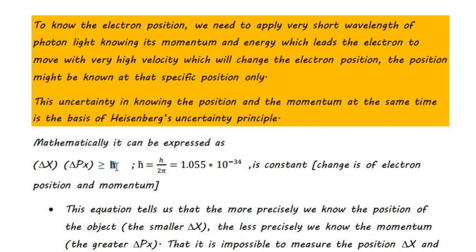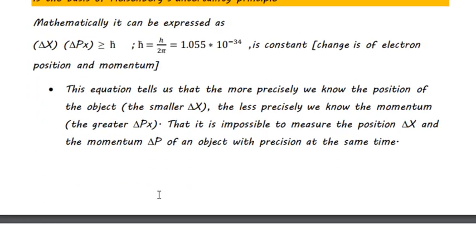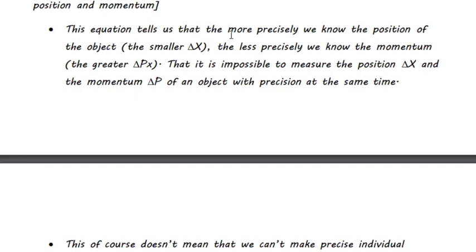This is mainly h bar, which is a constant value, and it equals this value, in joule seconds. Some points about this equation. This equation tells us that the more precisely we know the position of the object, the smaller delta x, the less precisely we know the momentum, the greater delta p of x. Because this is a constant value, if this is higher, this has to be lower, because the equation has to keep a constant value.